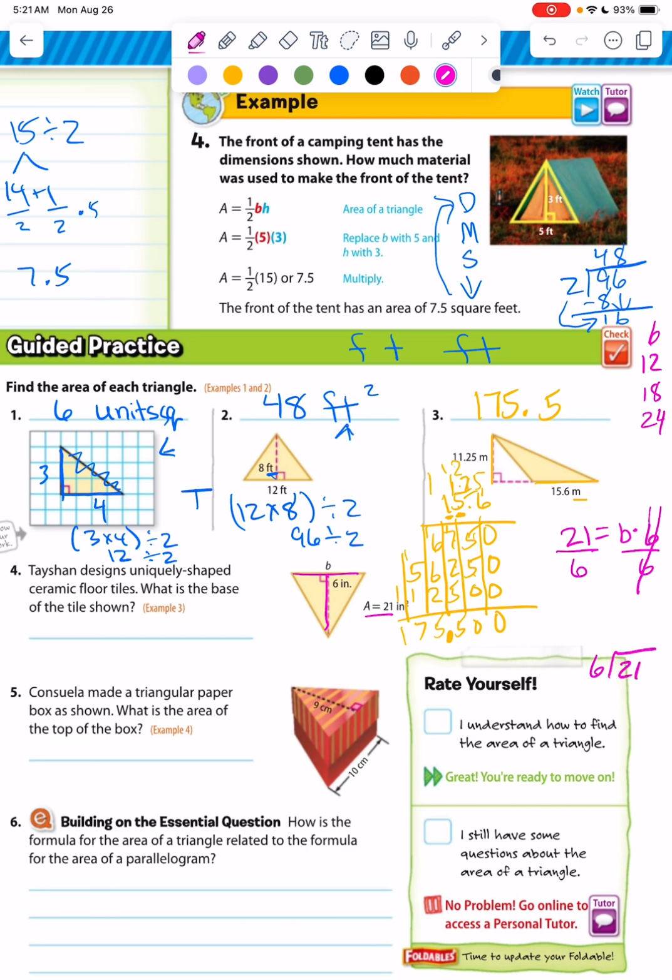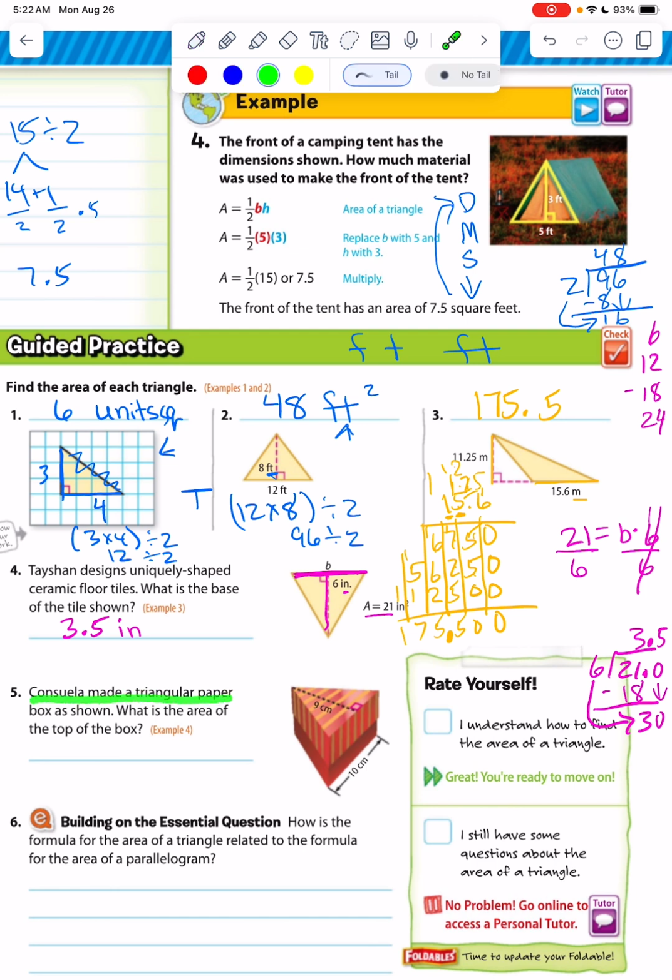6 into 21. Well, we know it goes 3 times. Subtract to 18. 18, 19, 20, 21. There is no more numbers to bring down. So I put a decimal and a 0. Bring down the 0, and 6 goes into 30 5 times. So that's 3.5. What's our measurement? Inches. And it's not squared because this is the base of this triangle for the tile, not the area. Let's try another one.